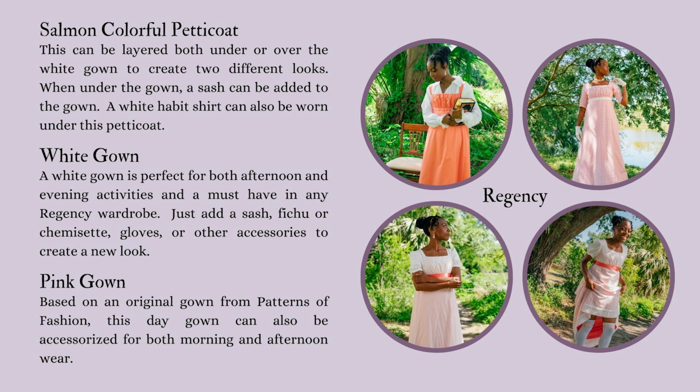Here she put a habit shirt underneath it instead of putting it over a dress. So that's another way you can do it. But if you want to cut an extra piece out of your wardrobe, you can, like I said, put it over the dress instead of having a separate habit shirt. And then you can see how she's wearing the colorful petticoat underneath her dress down in that bottom corner. And then you have the white dress for evening wear, and then the pink dress for day wear and morning or afternoon wear.